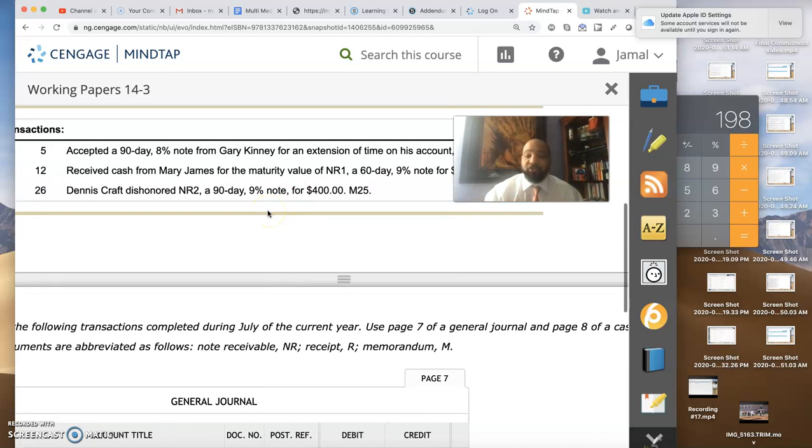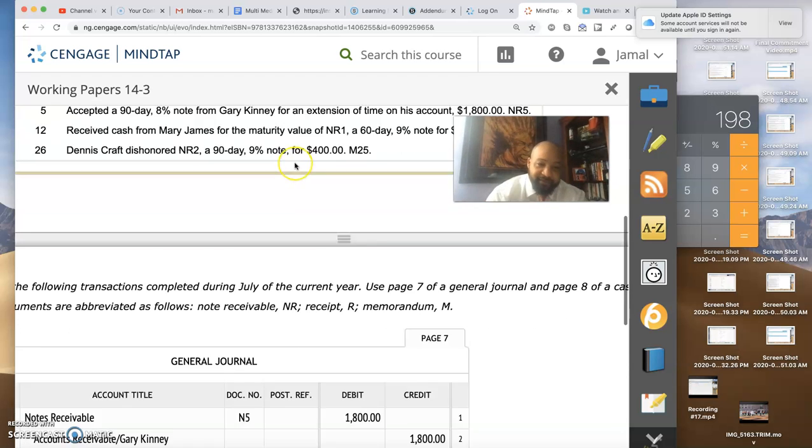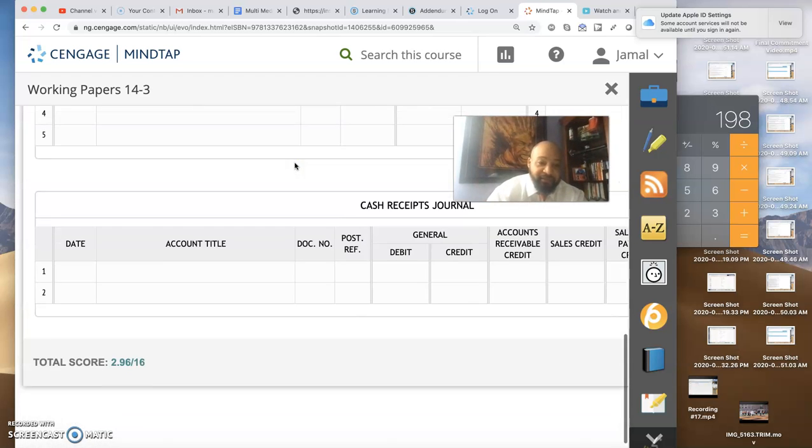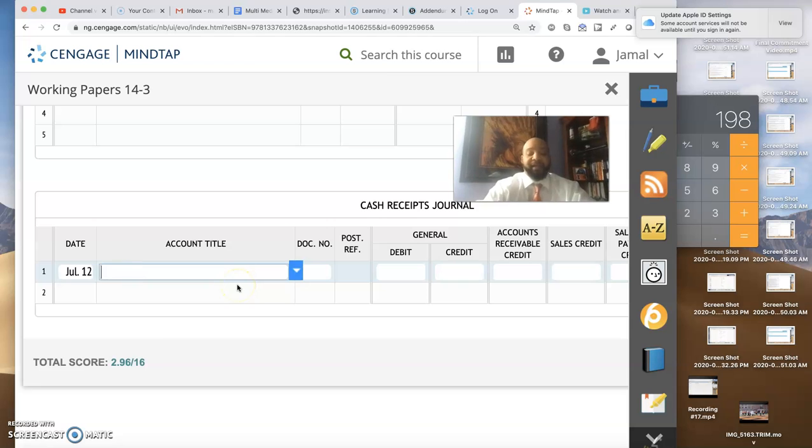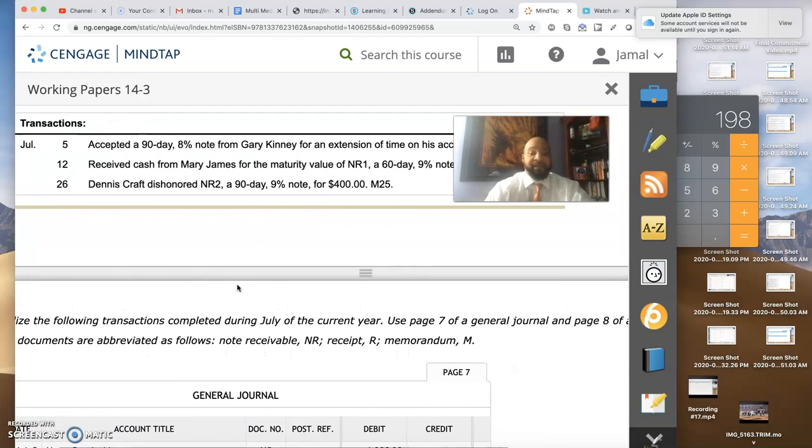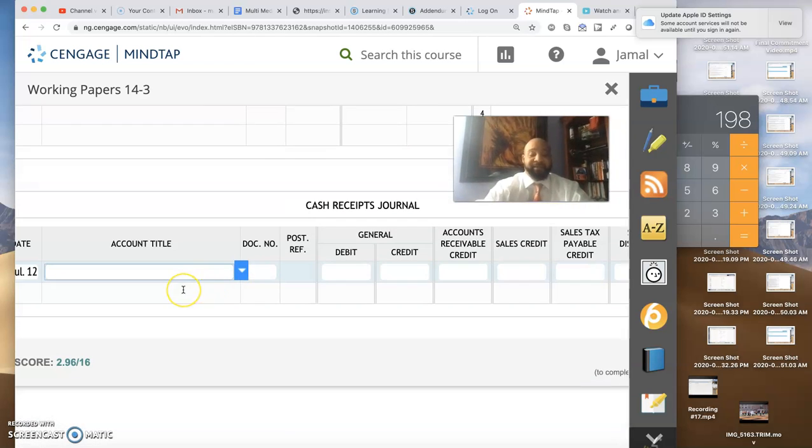We received cash. So which journal are we going to put it in? Exactly, the cash receipts journal. Let's go to the cash receipts journal on the 12th. Here it is, July 12th. So we're going to put in our July. Date is the 12th. Who are we receiving this money from? Mary James. Let's put her name down.